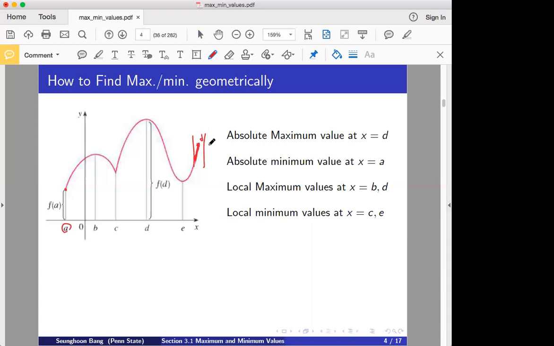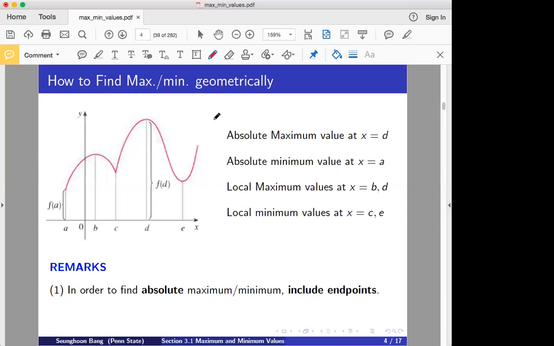You have to always exclude endpoints for finding local maximum and local minimum. But absolute maximum and absolute minimum are possible at an endpoint. So in order to find absolute maximum and absolute minimum, include endpoints. Like this one, we have an absolute minimum. In order to find local maximum and local minimum, exclude endpoints. We don't have it. An extreme value, local maximum or local minimum, at an endpoint is impossible. Always exclude endpoints.